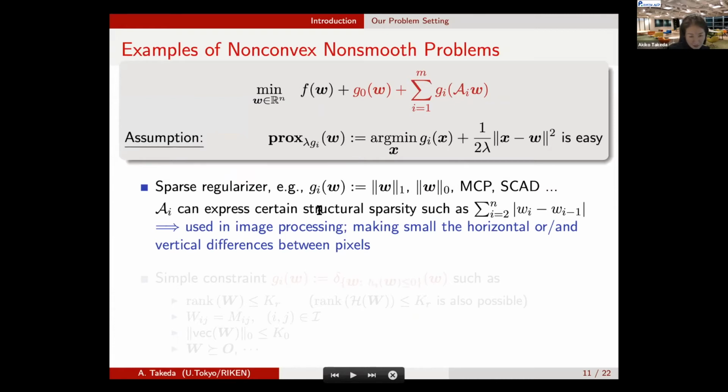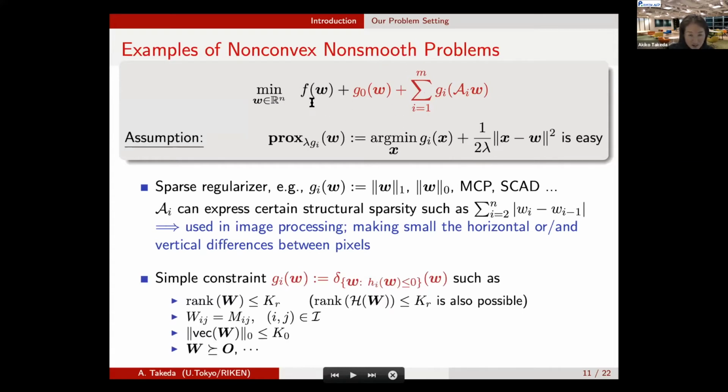AI is helpful for expressing structural sparsity like this. This regularizer is often used in image processing because it can make the horizontal and vertical differences between pixels small. In such a case, this regularizer is used with some linear operator. We can also think of a matrix version of this problem, a matrix optimization problem, and we can think of these constraints all together if we want. I have no idea what kind of applications need such constraints all together, but we can do it because we accept more than two or three constraints here.